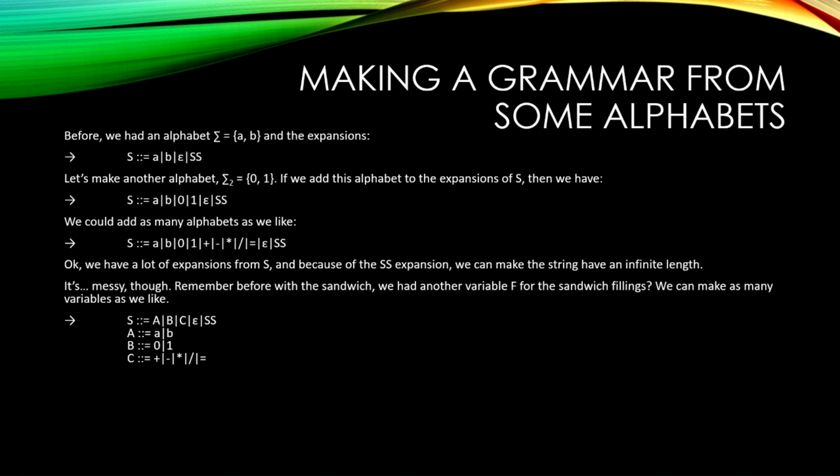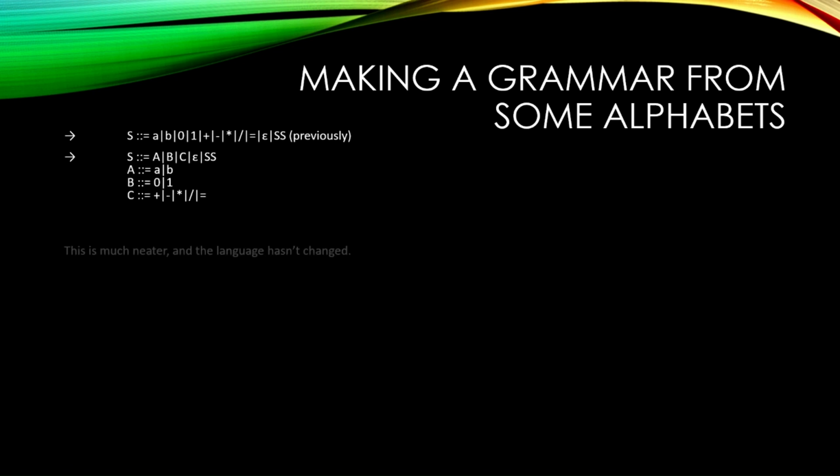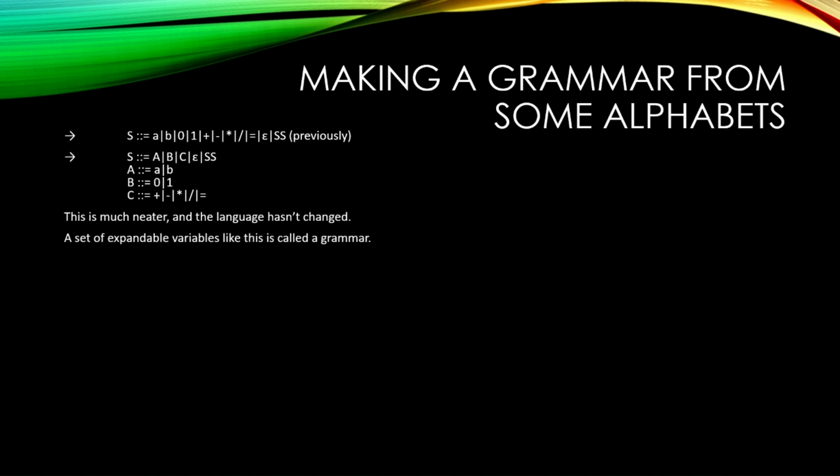Let's try introducing one for each alphabet. So we can take the terminals a and b out and put them into a variable A, for example, and then we can replace those potential expansions in S with a variable A, and we can do the same with B and C. So S can expand to any of the three variables that list in their expansions their own terminals, their own alphabets, for example. So this is much neater, and the language hasn't changed. We'll be talking about the language changing in a couple slides, I think.